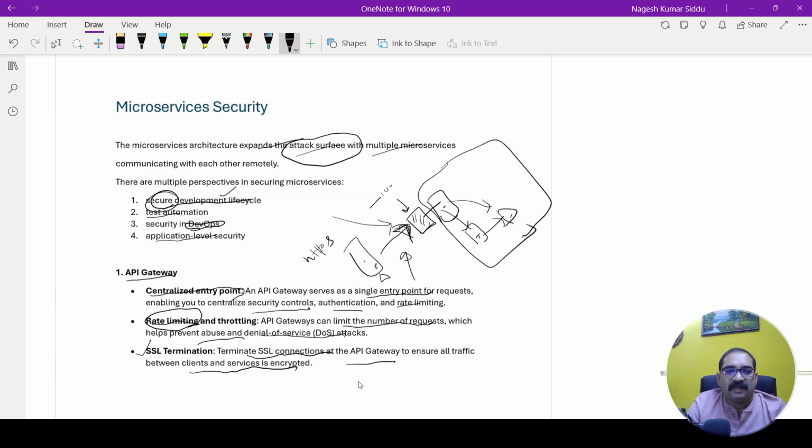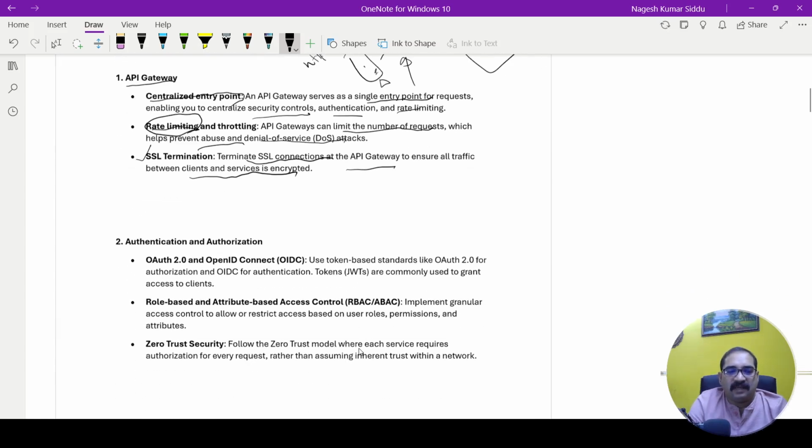Now, coming to the next one, we will see authentication and authorization. You know that we should provide authorized access only to the microservices. Not only authentication, we also need to authorize. So let's see how we do it. We can use OAuth 2 or OIDC, which are token based standards: OAuth 2 for authorization and OIDC for authentication. JWT is what we commonly use to provide access to the clients. By using JWT tokens, we can ensure that only legitimate parties or only allowed connections are established.